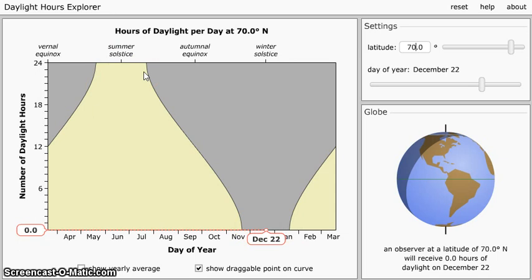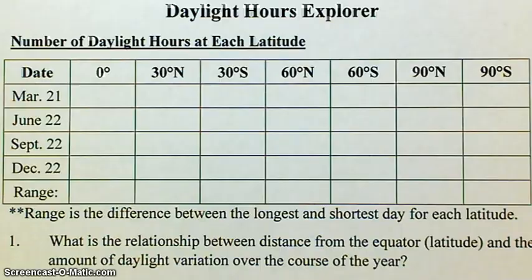Okay? The last question of the page is actually number 1 under this chart. What is the relationship between the distance from the equator, meaning latitude, and the amount of variation over the course of the year? So if you go back to this table, as your distance from the equator increases, like as it goes from 0 to 30 to 60 to beyond, the amount of variation, what does it do? Does it go up? Does it go down? So please write a complete sentence stating the relationship between latitude and the amount of daylight variation. You might want to start your sentence with something like, as latitude increases, the amount of daylight variation, and then you tell me what it does. Okay? And that should wrap it up.